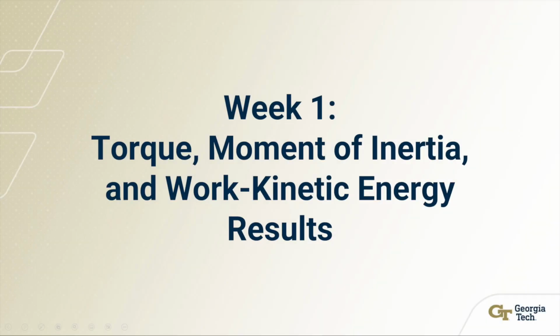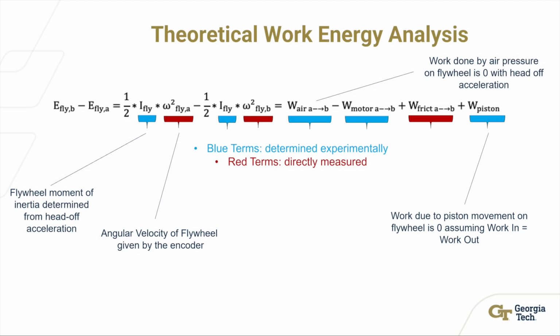Now we will be presenting torque, moment of inertia, and work kinetic energy results from week 1. The IC engine balance equation is shown. The kinetic energy of the flywheel is integrated between points B and A. During week 1, the work done by air pressure is eliminated because air pressure effects are removed by the system during head-off testing. It is also assumed that there is no loss of work energy through the piston, and so the work due to piston movement is 0.